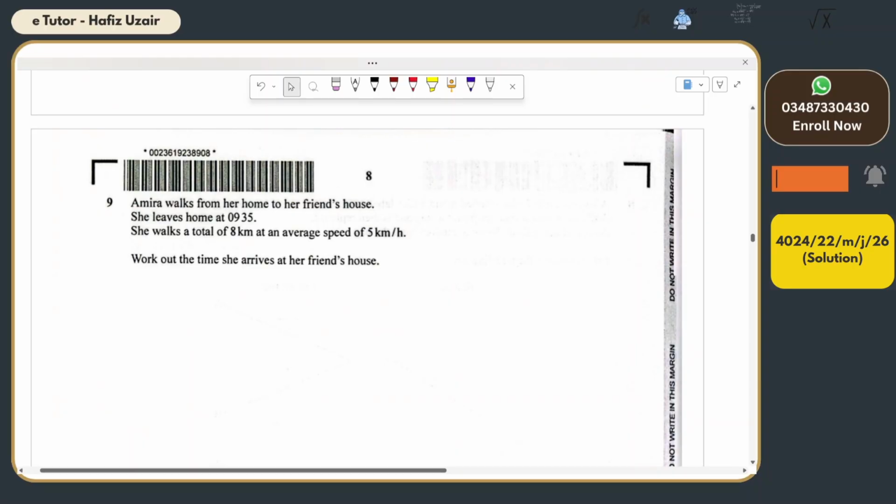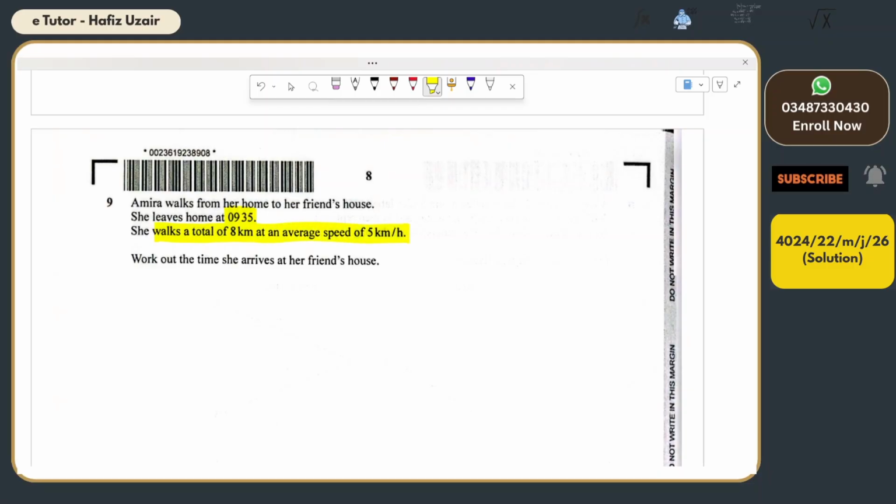Now, this is question number 9. Amira walks from her home to her friend's house. She leaves home at 9:35. She walks a total of 8 kilometers at an average speed of 5 kilometers per hour. Work out the time she arrives at her friend's house. Basically, in this question we have the departure time, and by using this information you need to find the journey time, and then find the arrival time, and lastly we will just add.